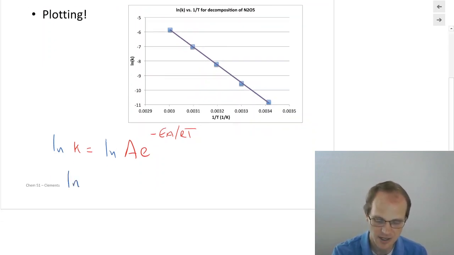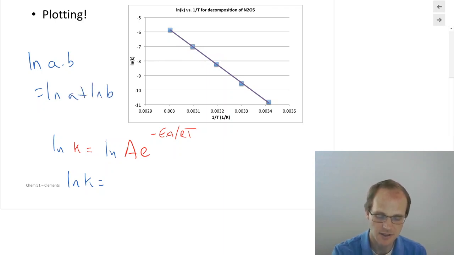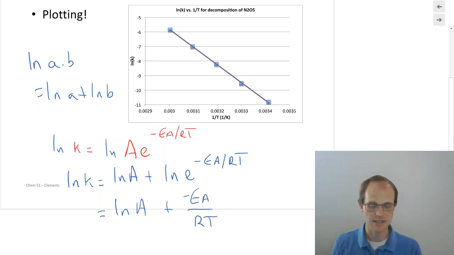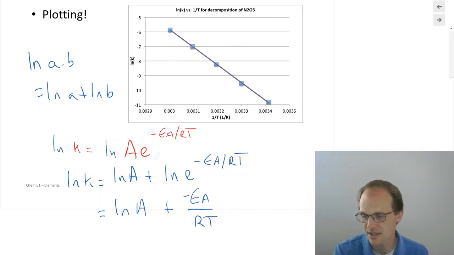So we get natural log of k equals natural log... what are we going to do? Natural log of A times B is the natural log of A plus the natural log of B. So we're going to say natural log of A plus the natural log of e to the minus Ea over RT. Well, natural log and e are opposite functions. And so this becomes natural log of A plus a minus Ea over RT. Oh, that's interesting.